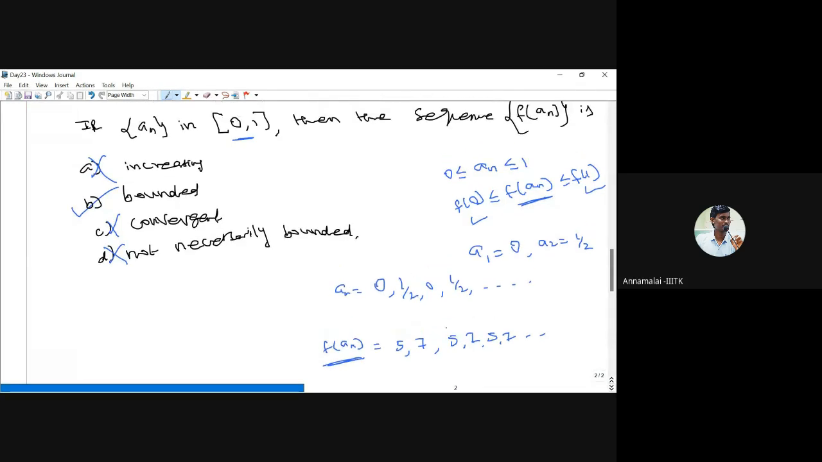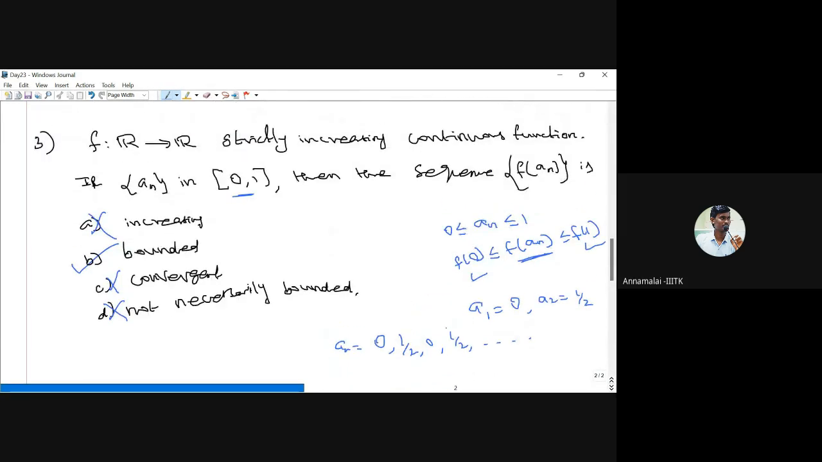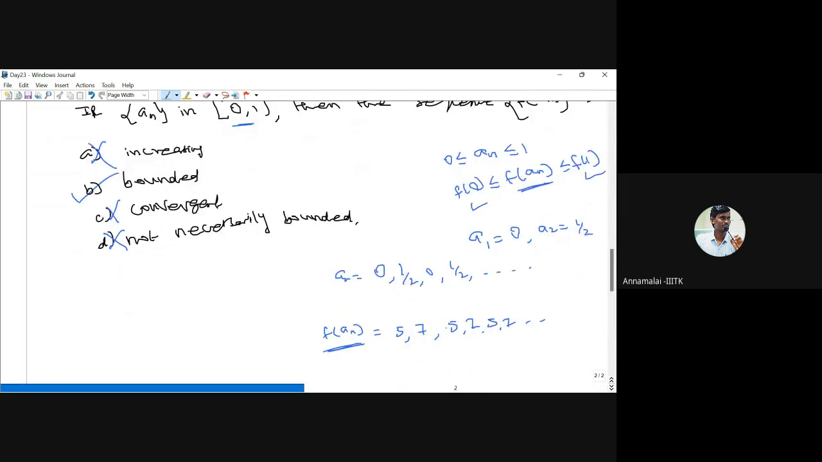Very simple. We just have to look at where these an are and then apply the definition of strictly increasing. You get this: f of an lies between f of 0 and f of 1. It's bounded below and bounded above. Therefore, it's bounded.